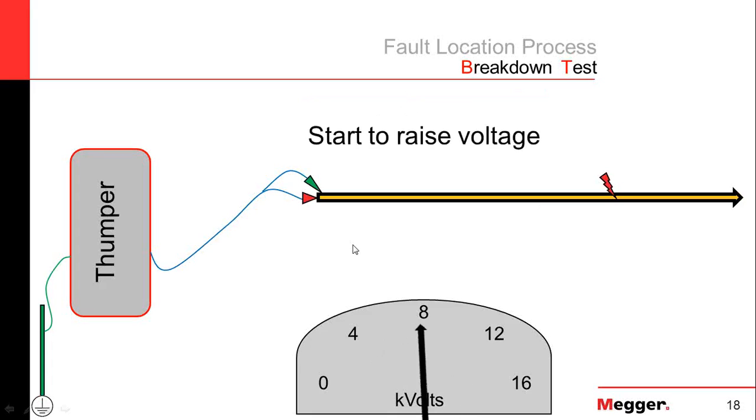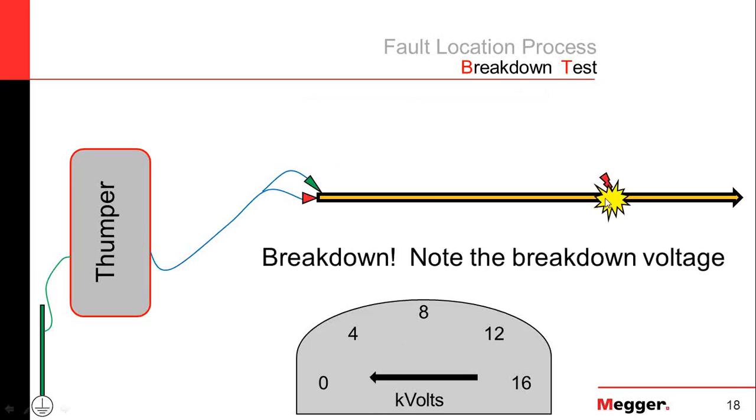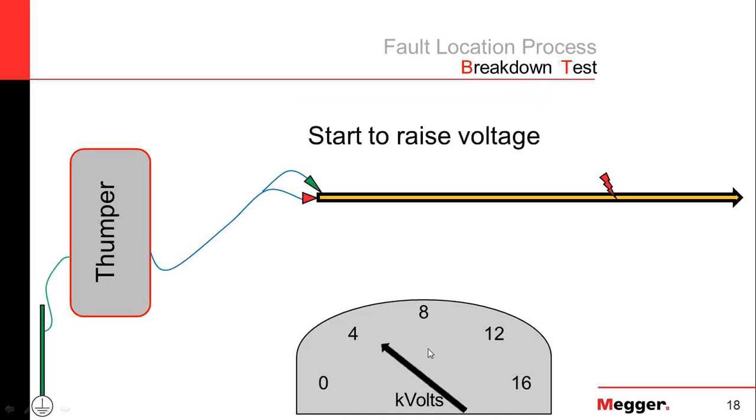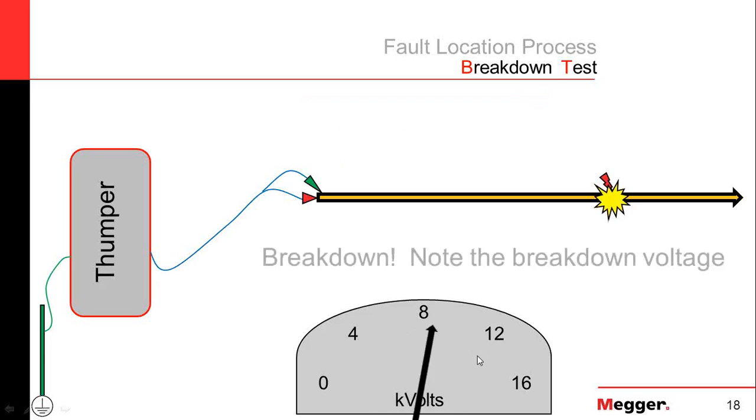It's a DC high pot. We raise the voltage up on this. We're charging that cable up with high voltage, and we reach breakdown. If we run this again and you watch the needle here, at right around 12 kV, we achieved breakdown. So that, in essence, tells us how high to run the thumper.